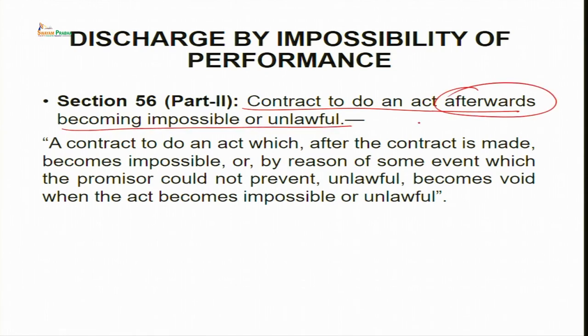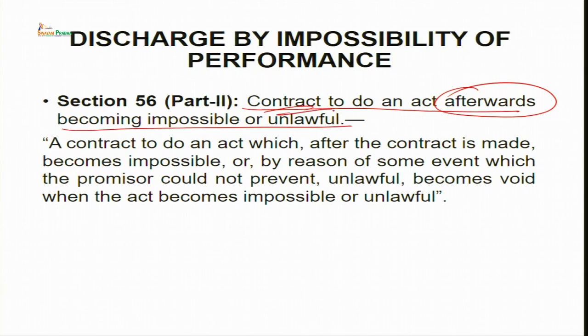Now it says afterwards. Once you distinguish between part 1 and part 2 of section 56, or read it carefully, you will see that 56 part 1 uses the term agreement, whereas 56 part 2 uses the term contract, because section 56 part 1 deals with what we call initial impossibility. That is, from the beginning itself, the act is impossible to be performed, right? So that is why the term contract has not been used. It is known as an agreement, and it is void in nature. In our sessions related to void agreements, we had made a reference to that. Under section 56 part 2, it says contract to do an act afterwards becoming impossible or unlawful.